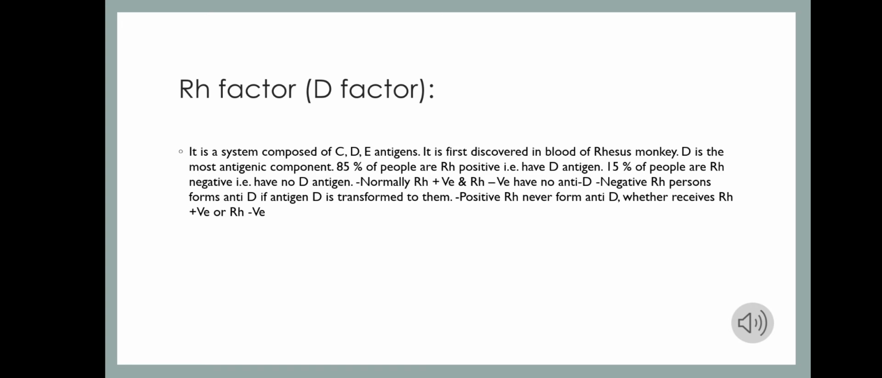People who are Rh positive, which is 85% of population, have the D antigen, and Rh negative people don't have D antigen. Normally, Rh positive or Rh negative people never form anti-D antigen, unless in Rh negative cases, antigen D is transferred to them either by blood transfusion or a female Rh negative giving birth to an Rh positive fetus.